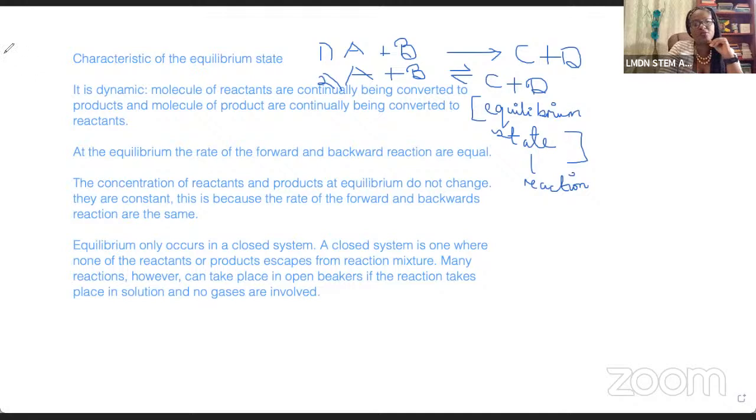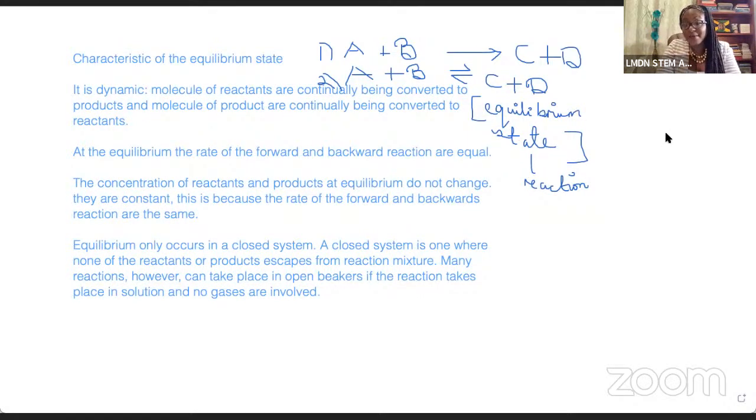So that's what this whole equilibrium principle hinges on, and there are several characteristics of it, which I have written in the box. The characteristic of an equilibrium state is that it's dynamic, not static. By that, we mean it's constantly changing. The molecules of the reactants, A and B, are constantly being converted to products. By the same token, the products, C and D, are constantly being converted back to reactants. It's a back and forth, and these things happen at the same rate. So at equilibrium, the rate of the forward reaction is equal to the rate of the backward reaction. Are we clear on these first two characteristics so far?